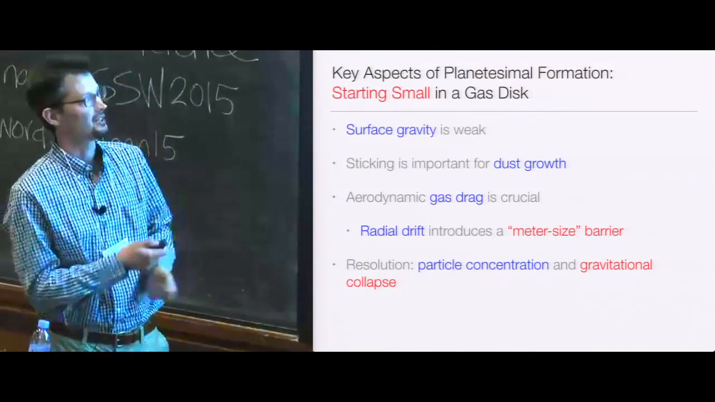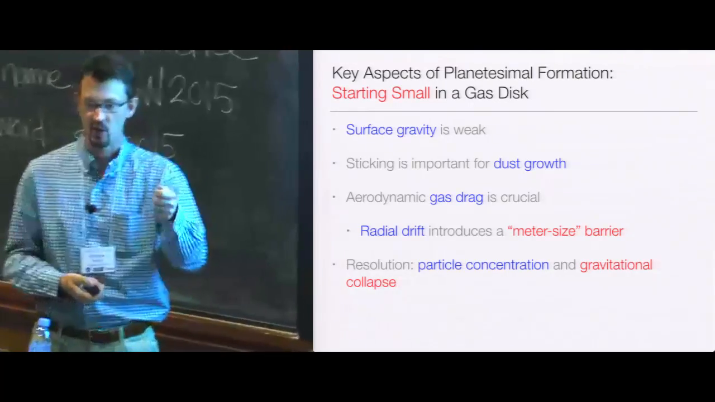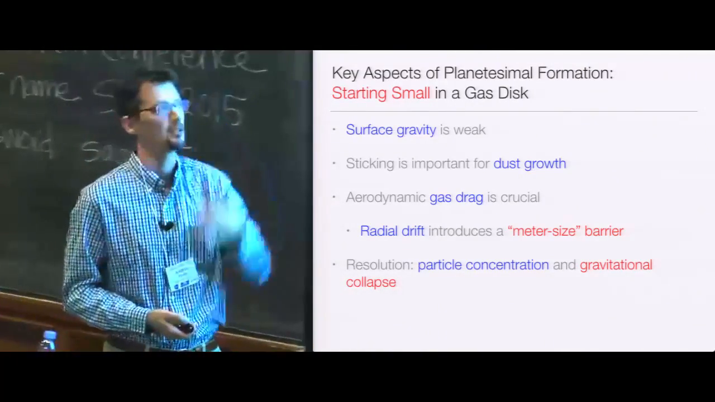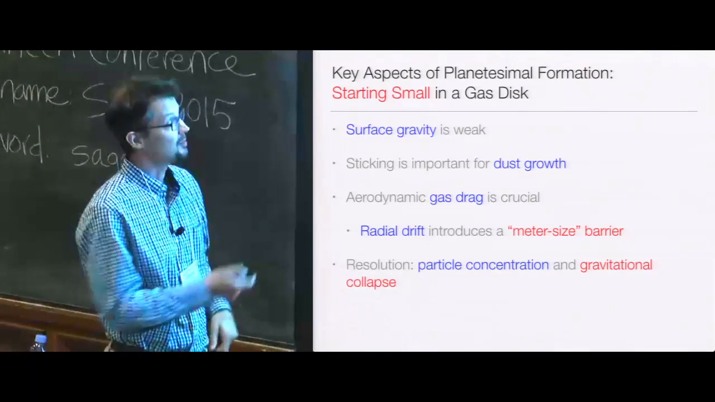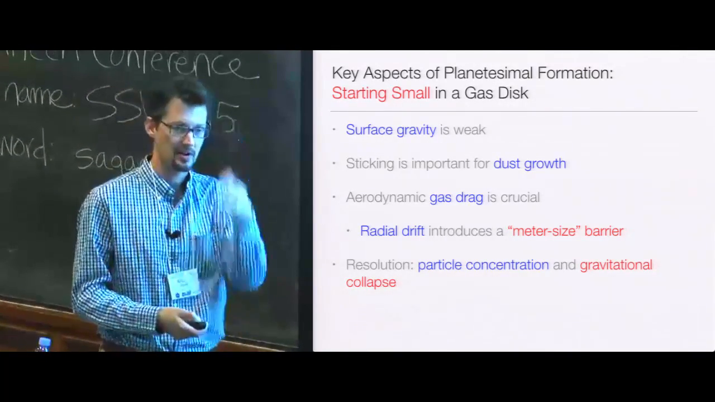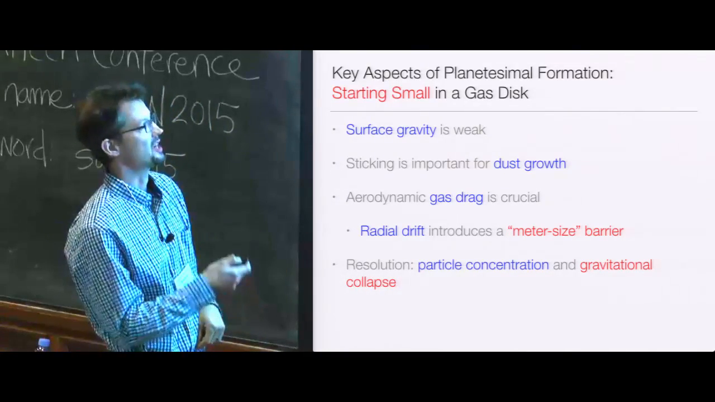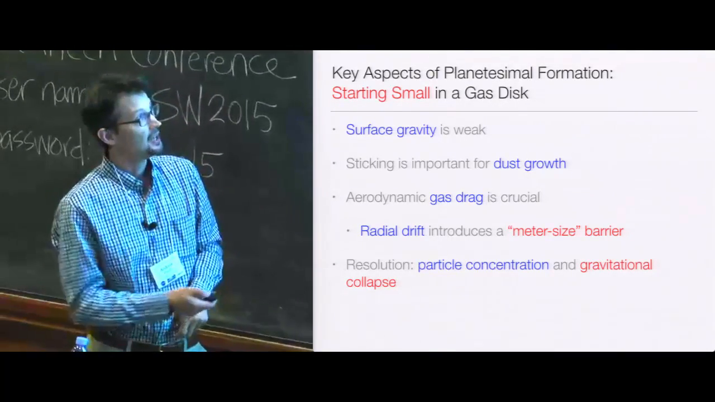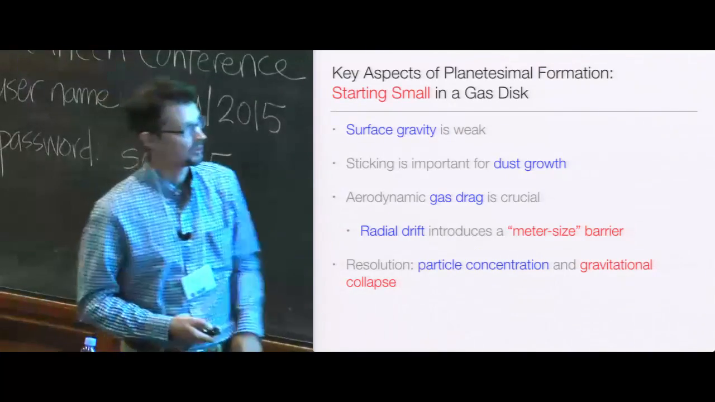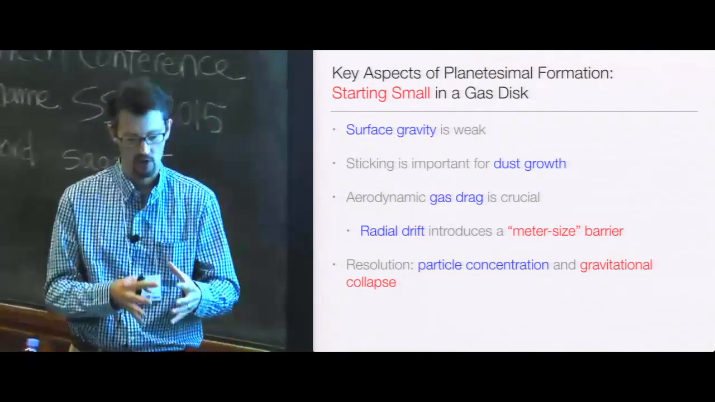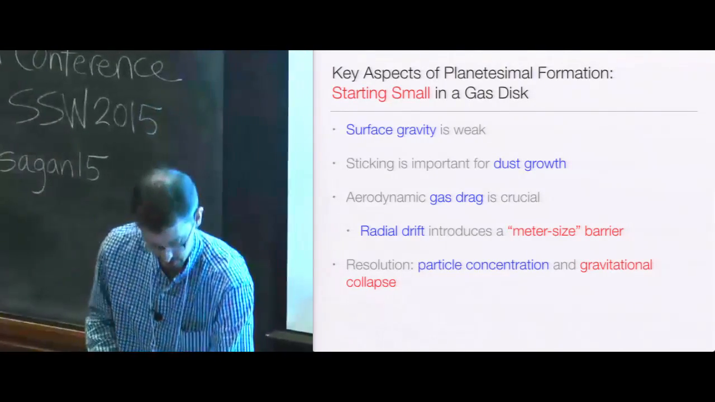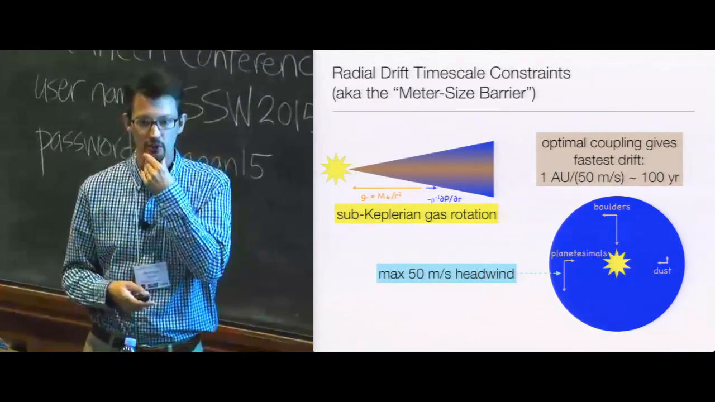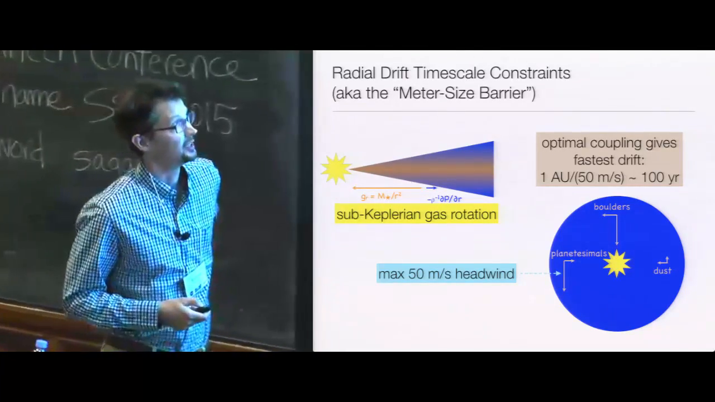And gas exerts gas drag on solids, which is a crucial dynamical effect for small solids, as we know when we look through a sunny window on a dusty day. It's the small grains that are much more easily held aloft by drag forces. And one of the main effects of this drag is something we already heard a question about earlier today: what about this meter-sized barrier that's caused by the radial motion and migration of solids around that size? The resolution to these issues that we'll get to is that you can concentrate these particles in a gas disk to the point where they gravitationally collapse. So we've got a lot to talk about. Let's start with the radial drift issue and how that leads to this meter-sized barrier.